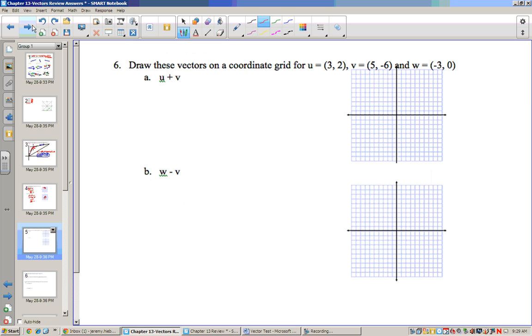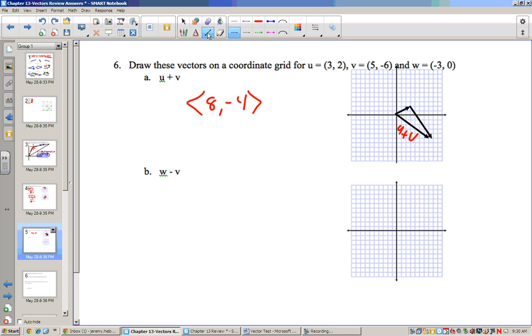Now in number 6, they ask us to draw these vectors u plus v. u is 3, 2. v is 5, negative 6. Now when we're adding vectors, we take the second vector and put it at the end of the first. So I go to the right 5, down 6, and that's my final vector. So u plus v is this one right here. Now if I wanted to label it, u plus v would be 8, negative 4.